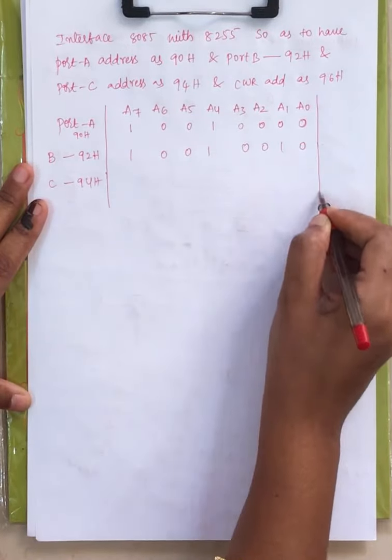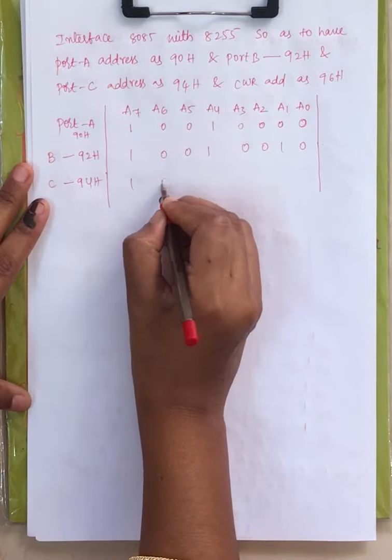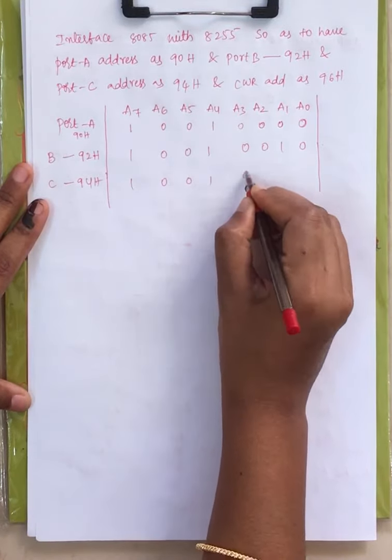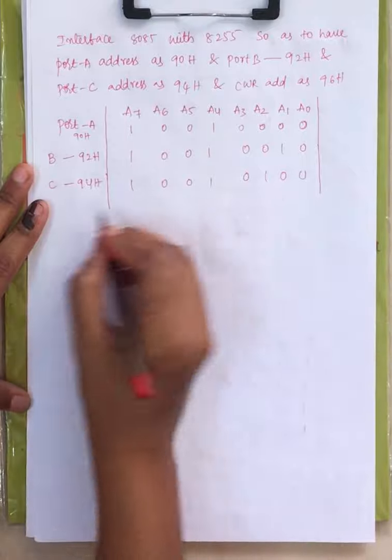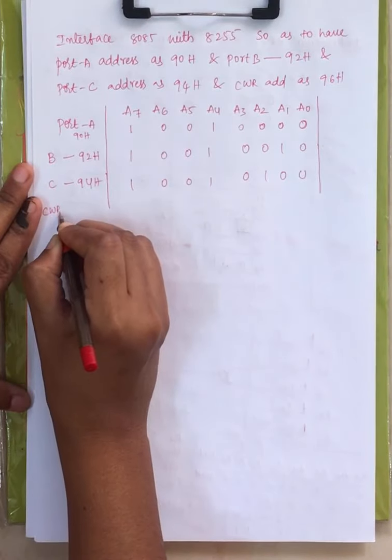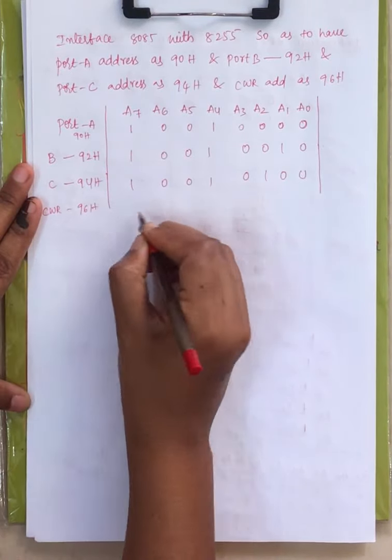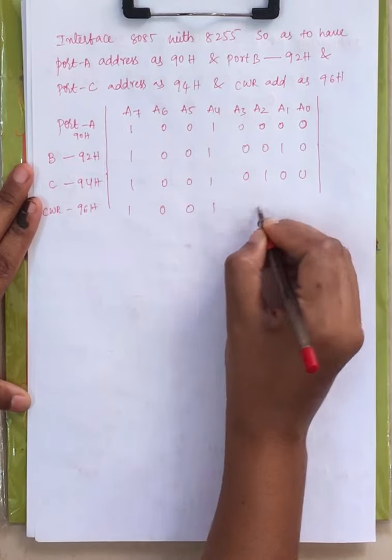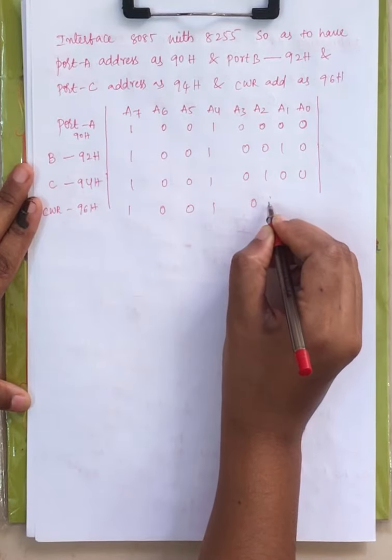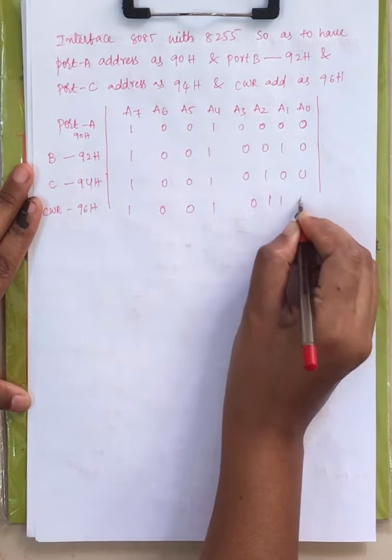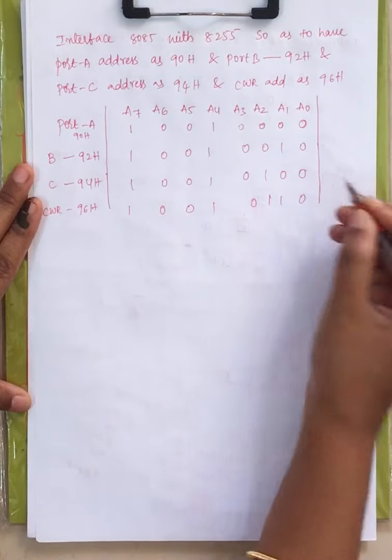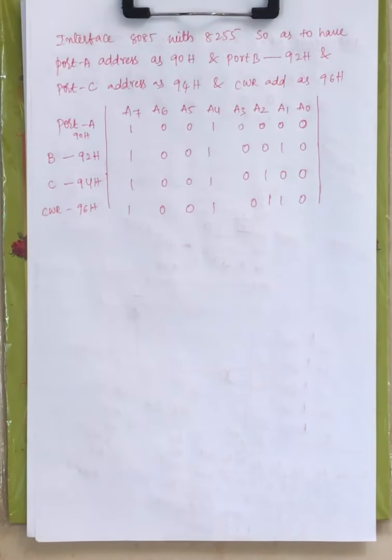Just represent in 4-bit binary form. I am representing. This is 9. Now 4 is 0100, right? Now what is the control word register address? 96H, right? 1001 0110, right? Now we have got the values of A0 to A7, right?